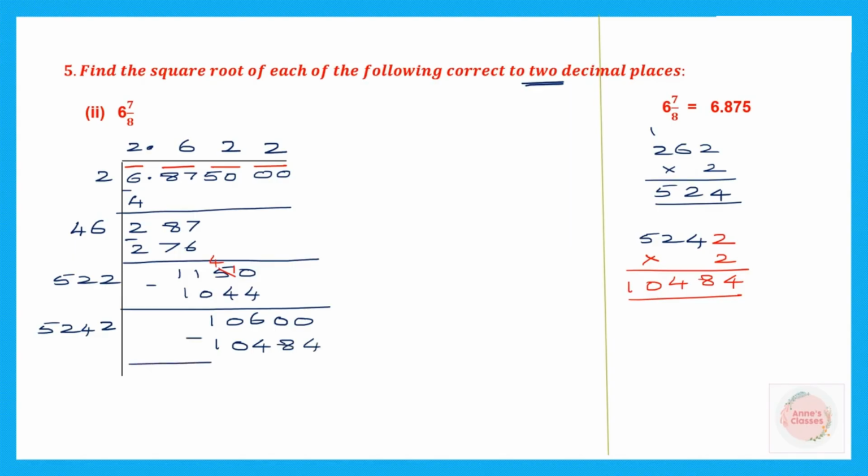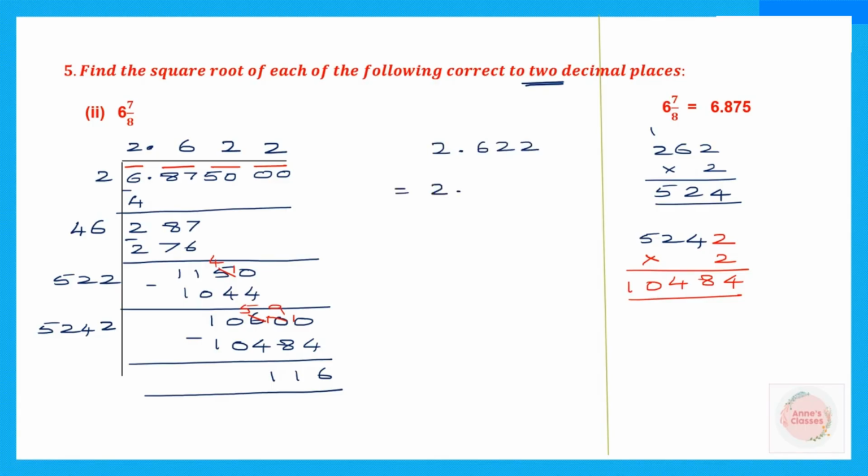So that is 10,484, minus, now let's borrow from here. So this is 10, 9, 10. 10 minus 4 is 6. 9 minus 8 is 1. 5 minus 4 is 1. So we're going to stop with this because we have to write to 2 decimal places and we've got 3 decimal places already. So let's write that number 2.622. Now we have to write it to 2 decimal places.